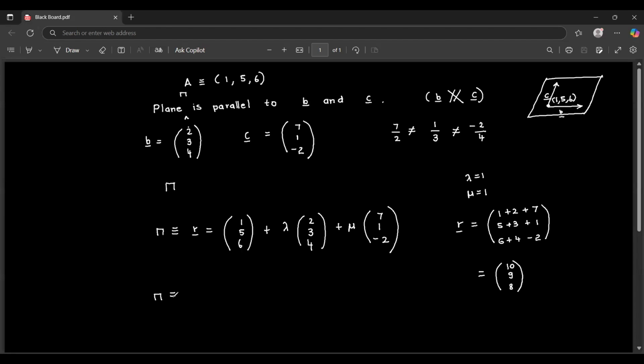So I can come up with another equation. Pi can be given as r equals (10, 9, 8) plus lambda into, instead of (2, 3, 4), I can give (4, 6, 8) because it is parallel to this vector. And then I can say mu into (4, 2, -4). If you have any doubts on what I'm doing here, I will attach the link for the video where I teach this for a specific line so that you can build your knowledge through that. So that's all you have to know about the vector equation of a plane.